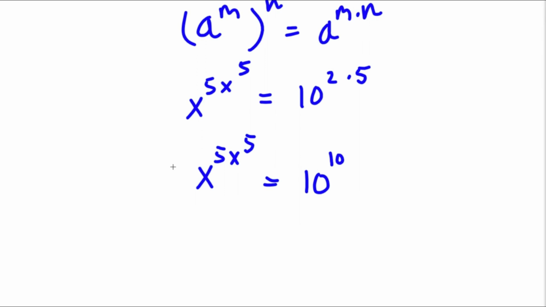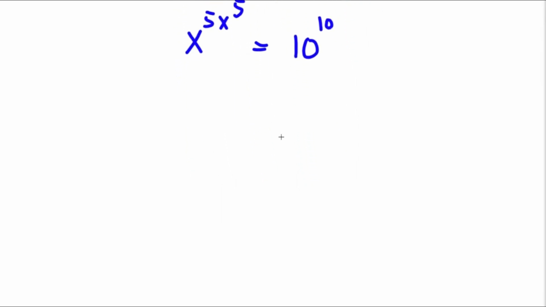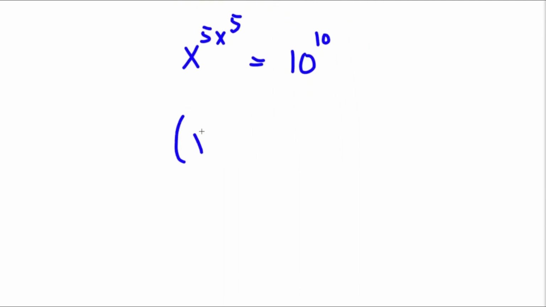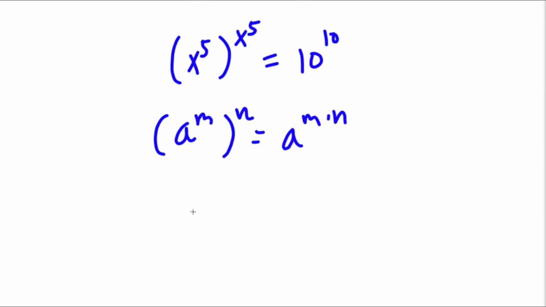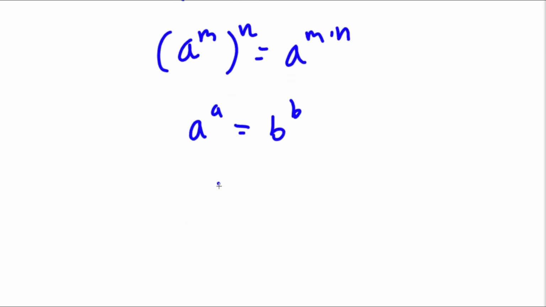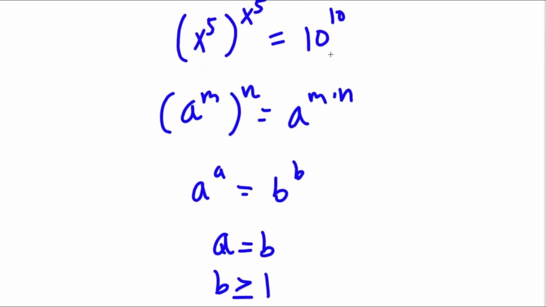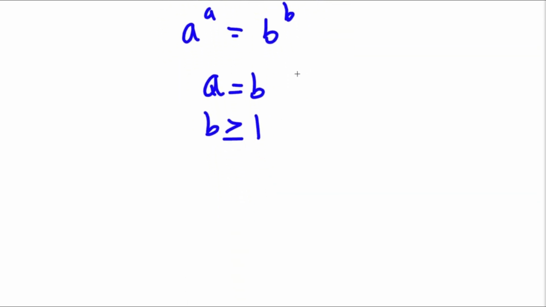Now, I can rewrite x to the power of 5x to the power of 5 as x to the power of 5 to the power of x to the power of 5. Now this is equal to 10 to the power of 10. And I did this because remember how if I have something in the form a to the power of m to the power of n, this is equal to a to the power of m times n. So now, if I have something in the form a to the power of a is equal to b to the power of b, then this means that a is equal to b as long as b is greater than or equal to 1. And in this case, b is 10, which is greater than or equal to 1.